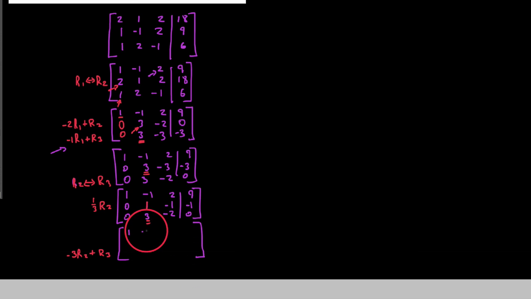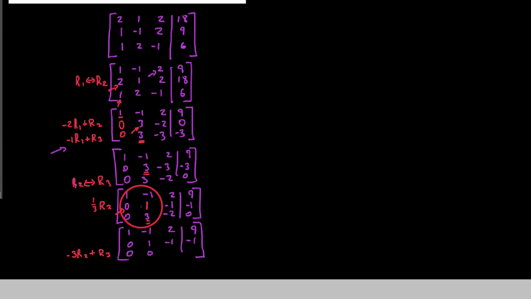So row 1, still the same. Row 2, check it out, still the same. Now that we have a 1 here, it's always going to stay the same. And then row 3, we definitely still have a 0 here. Now let's talk about why. If we were to take -3 times this 0, it'd be 0, and then add it to this 0. This is still a 0.